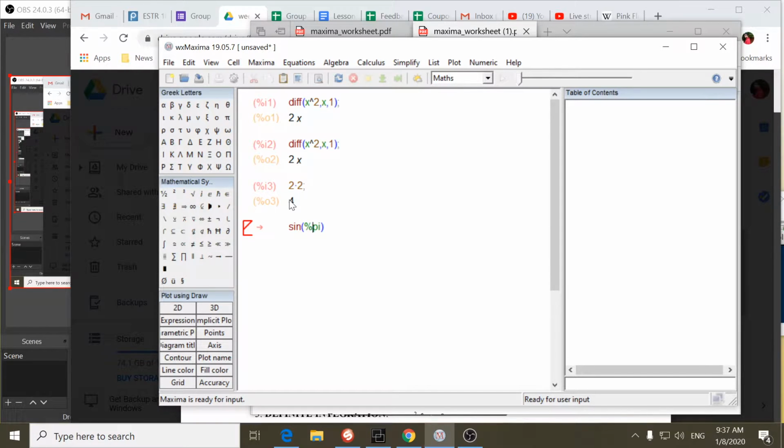Once you put a percentage symbol in front of pi, then it recognizes that it's that special symbol. If you say log and then the special percentage e, then it recognizes that it's a special e. Logs are always natural logarithms in Maxima, right? So remember how to do that.